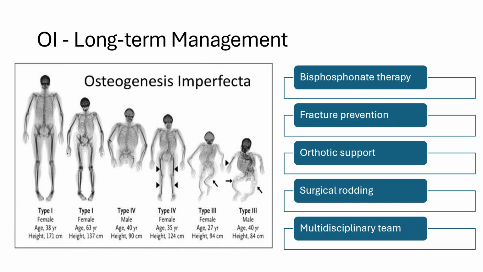The multidisciplinary team approach recognizes that optimal care requires coordination between orthopedic surgery, genetics, physical therapy, occupational therapy, and other specialists who can address the complex needs these children face throughout their development.